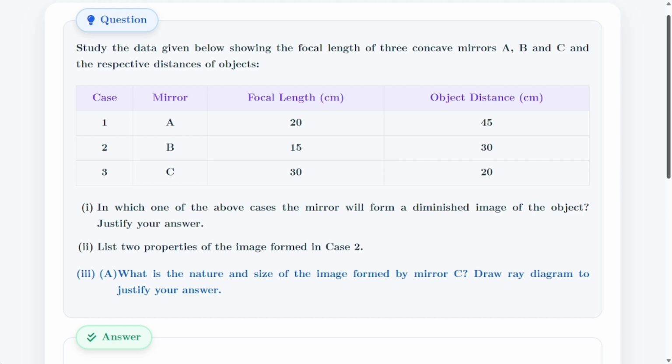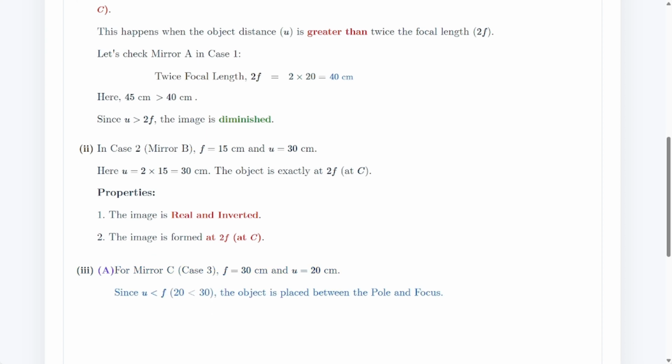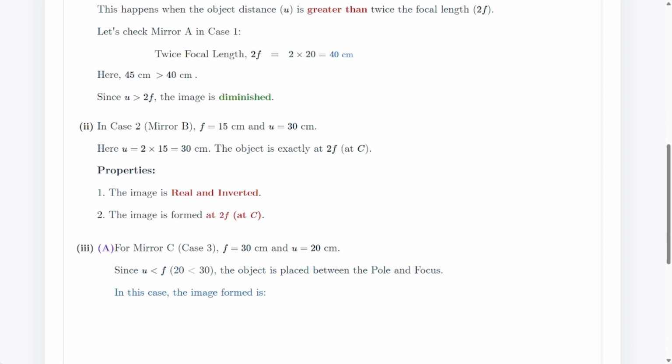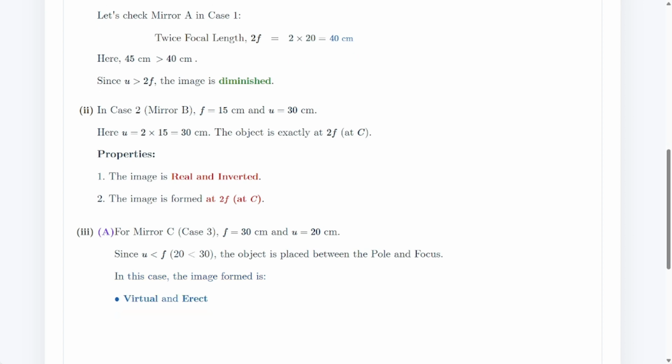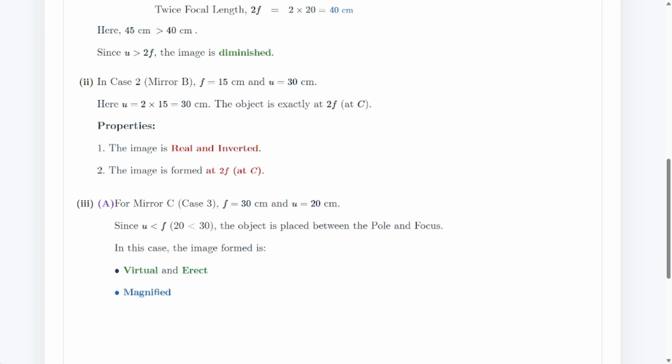Question 3 Part A. What is the nature and size of the image formed by mirror C? In case 3, f is 30 and U is 20. Since U is less than f, the object is placed between the pole and focus. In this case, the image formed is virtual and erect, and magnified.